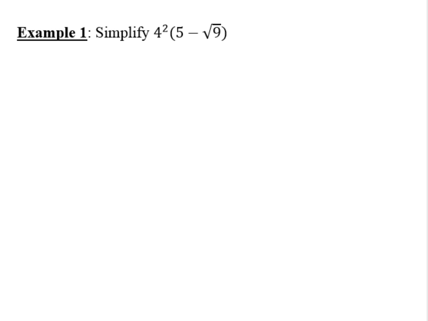to start. Okay? So the first example, 4 squared, and then times 5 minus the square root of 9. Right? So the order of operations says we need to start inside of our parentheses, which means that we are going to look at 5 minus square root of 9. And before we can do anything inside the parentheses, we have to simplify the square root of 9, which is going to give us 3. So we're going to have 4 squared, and then 5 minus 3.